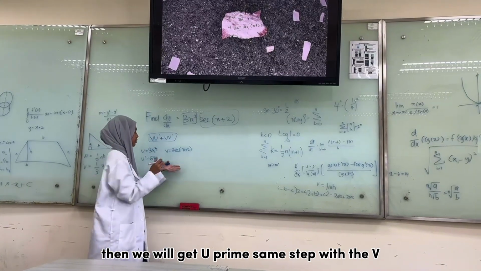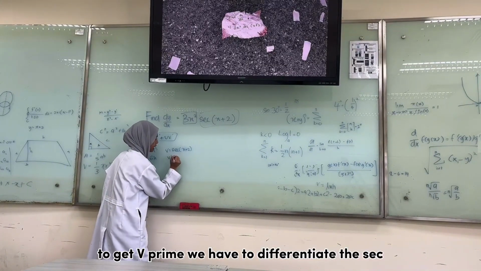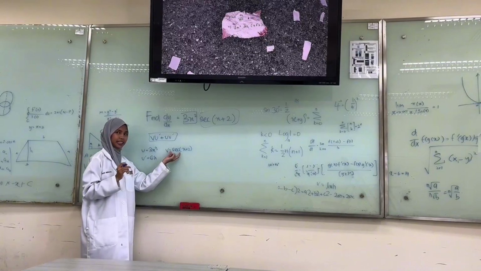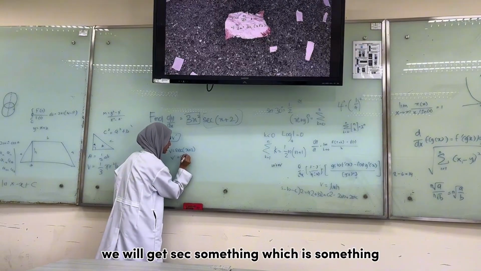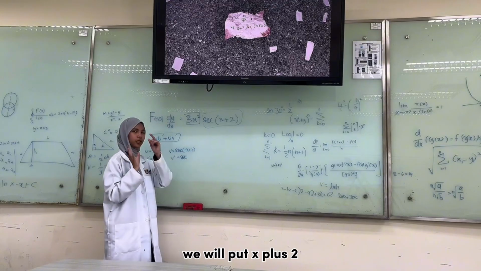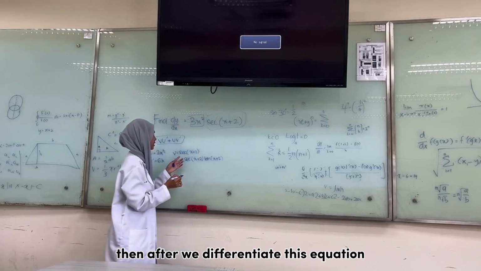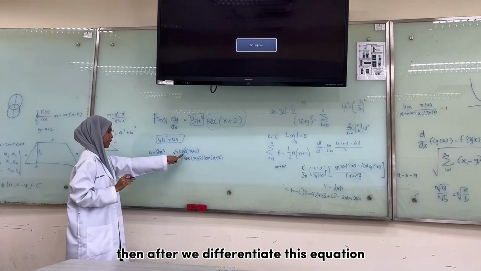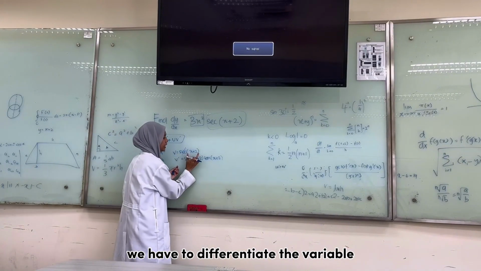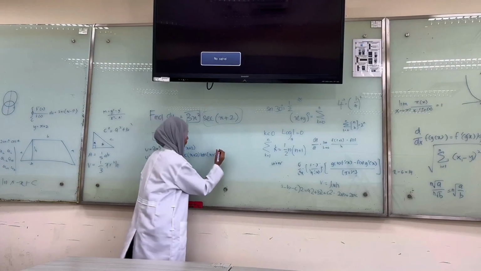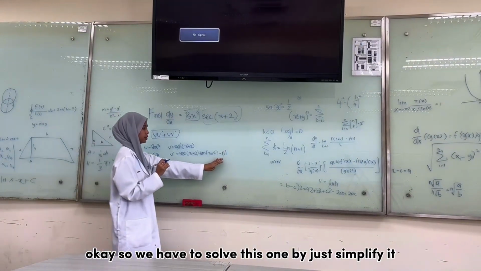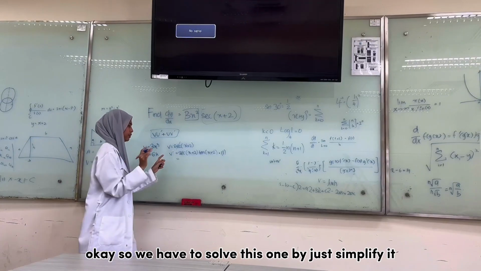Same step with the v. To get v prime, we have to differentiate the secant. We will get secant something, which is something we will put x plus 2. Secant something and tangent something. Then, after we differentiate the secant, we have to differentiate the variable inside the bracket here. Okay, so we have to solve this one by just simplifying.